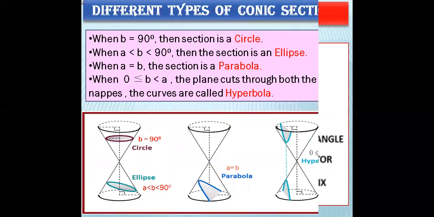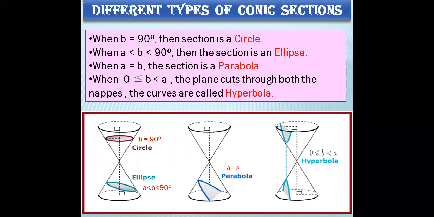and these two green lines, the top and bottom green lines, are called directrix. If a plane intersects the cone at an angle of 90 degrees to the axis of the cone, then a circle is formed. When a plane intersects the cone at an angle which is greater than the vertex angle but less than 90 degrees, then an ellipse is formed. When a plane intersects the cone by making an angle equal to the vertex angle with the axis, then a parabola is formed. When the angle is greater than or equal to 0 degrees but less than the vertex angle, then a hyperbola is formed.